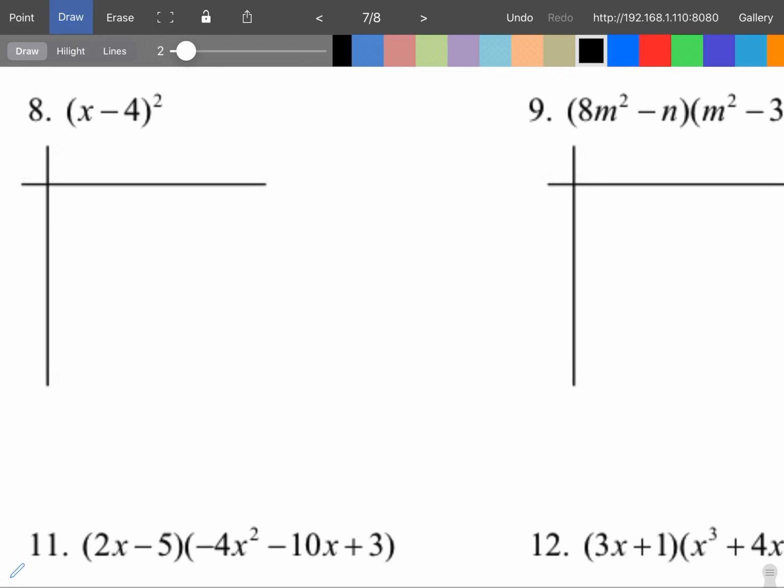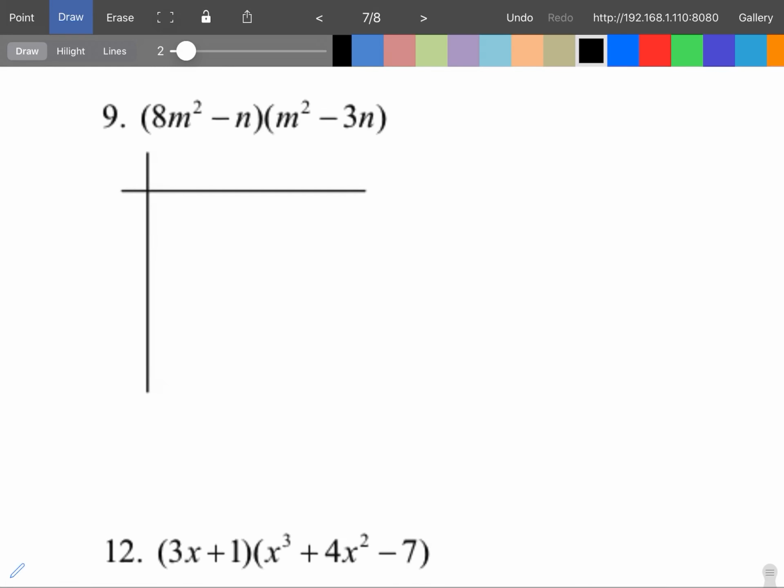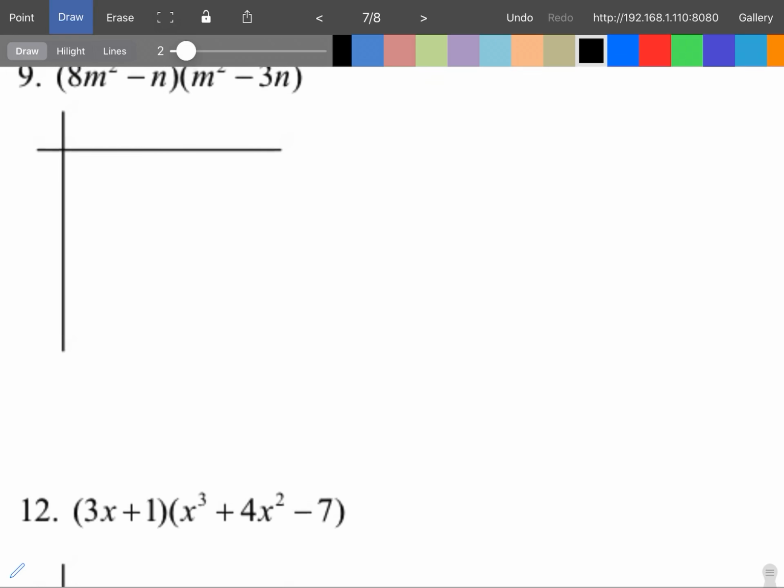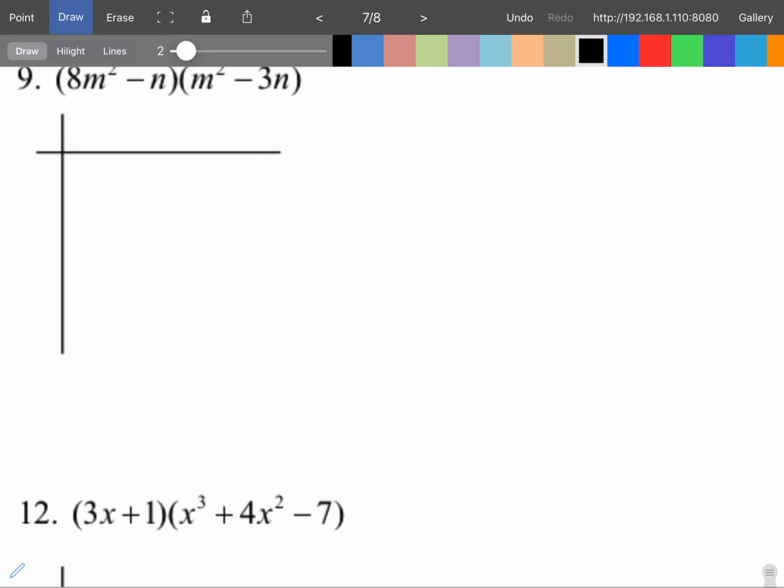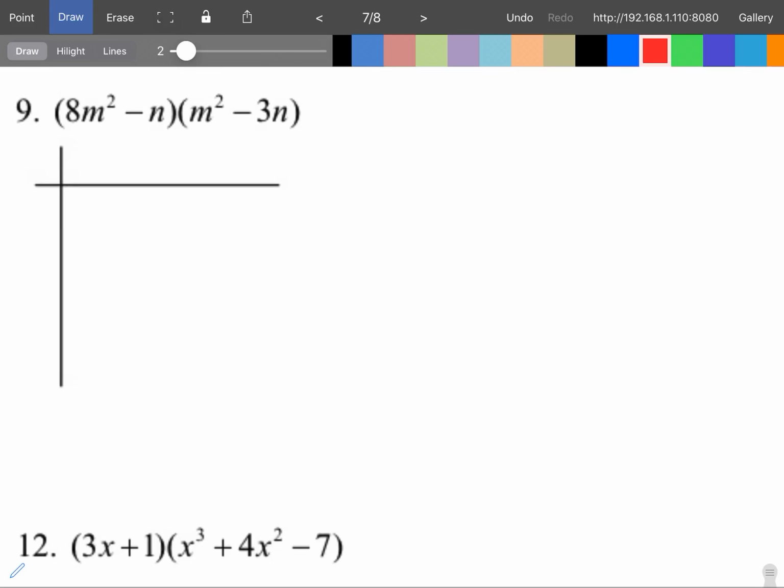Maybe number 8, maybe I'll skip this one, but the one thing I will point out on number 8 is if you're going to do number 8, it's the quantity x minus 4 squared. Well, that means x minus 4 times itself. All right, and then you would just do it the same way we did the last one. But let's look at 9. All right, so in 9, we've got to distribute twice again.